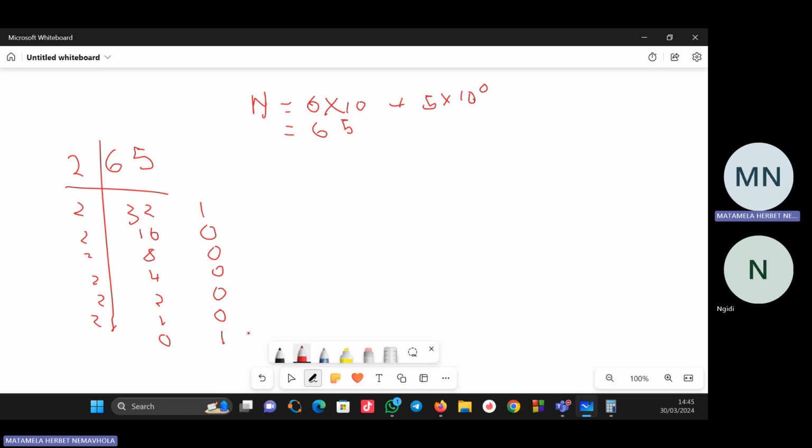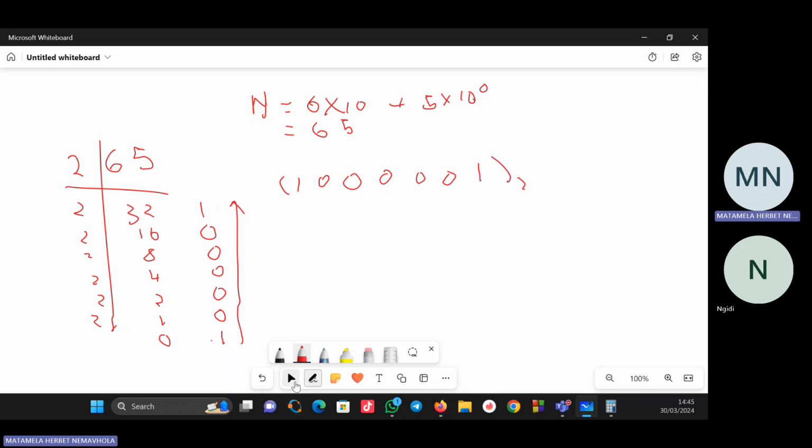So when you read your binary numbers, you read them starting from the bottom, going up this way. Which means if I have to write 65 in terms of binary, it is represented by 1, 0, 0, 0, 0, 0, 1. Let's see how many zeros. We start here. It's 1, 0. How many is it? 1, 2, 3, 4, 5 zeros, and then 1.